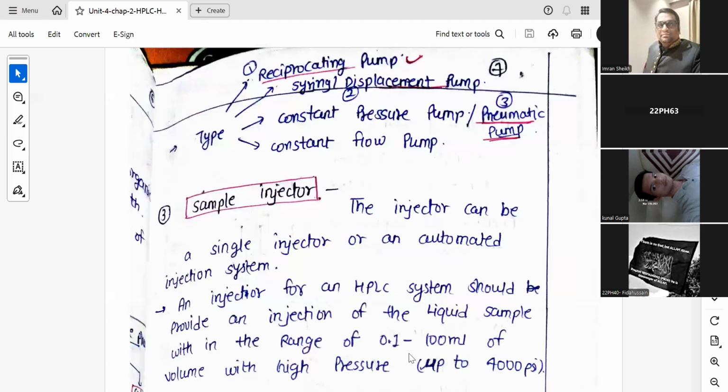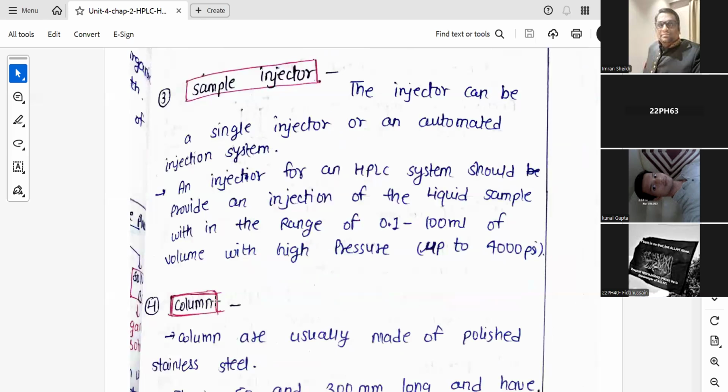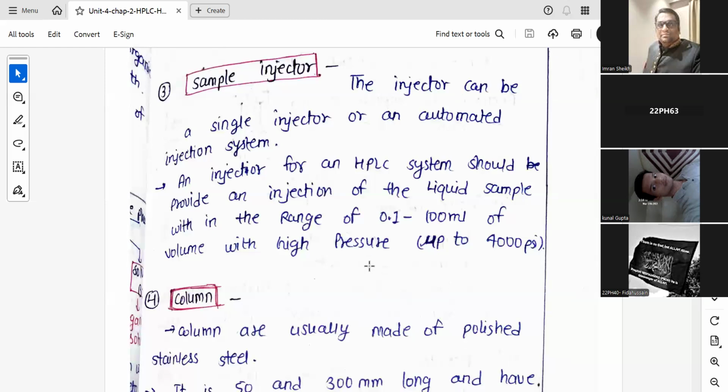Now the sample injector. The injector can be a single device or an automated injection system. Injectors for HPLC should provide an injection of liquid sample within the range of what? It's around 0.1 to 100 ml of the volume with high pressure of about 4000 psi.